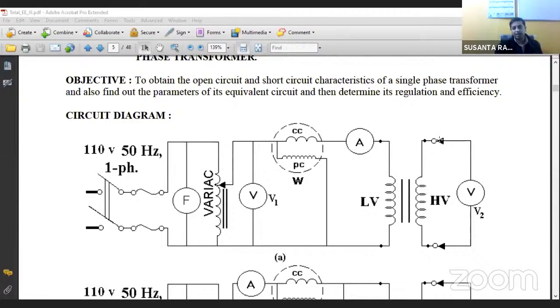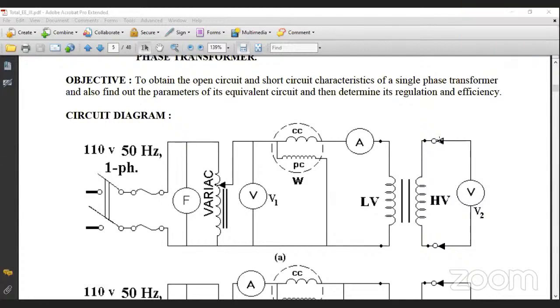Now one thing you can do is measure the VA. The voltmeter reading you have, that is 110 volts, and the ammeter reading also you have. Suppose the ammeter reading is 1 ampere. So 110 into 1 is the VA, volt ampere. And suppose the wattmeter reads 30 watts. So 30 by 110, what is that?